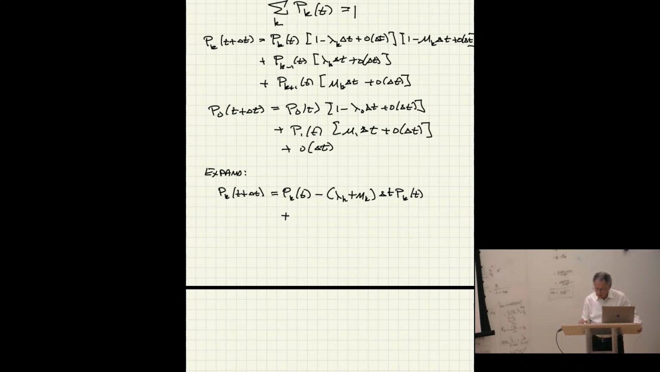In this equation up here, I missed a subscript, I'm sorry. In this equation, there should have been a lambda k minus 1. So please put that in. A birth from one state too small. Nobody caught me. Okay. Plus, here comes that lambda k minus 1 times delta t down to pk minus 1. Plus, the last one going to give me mu k plus 1 delta t, pk plus 1 of t, and all the little o of delta t's, I'm going to add all in just one of them.